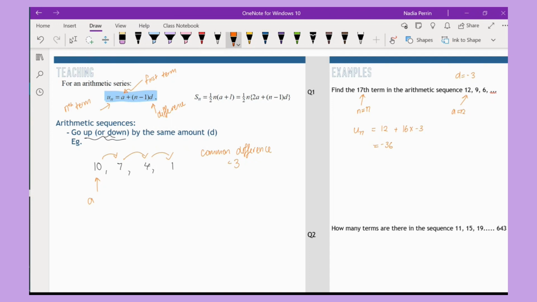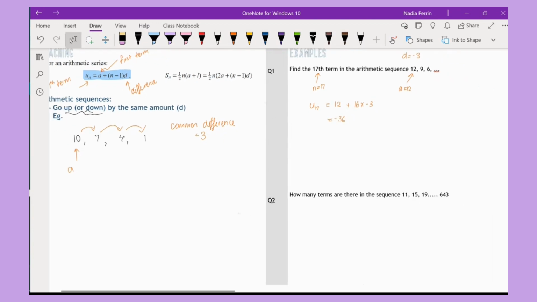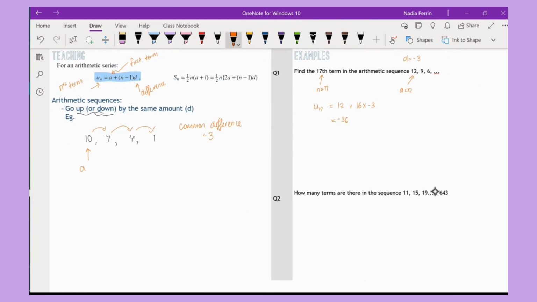Right, the next one. This time they want to know how many terms there are in the sequence. So before I think about that too much, I'm still going to start with the same thing. I'm going to go, right, A is 11. This time it's going up by 4, so D is +4. So I know A, I know D. I don't know N, so N is the question mark. But I know that the nth term, or the last term, is 643. So I want to know what term is 643, because that will be the number of terms in the sequence.